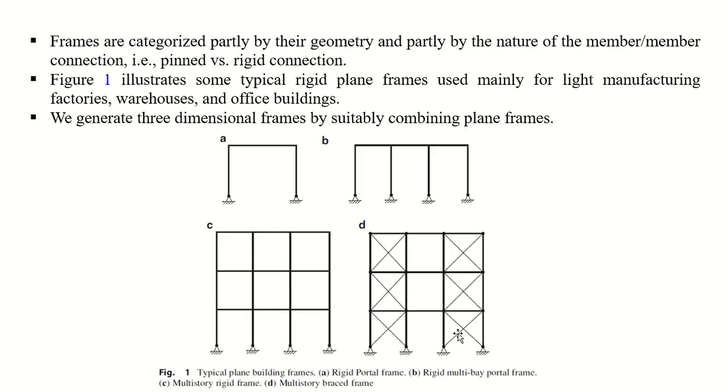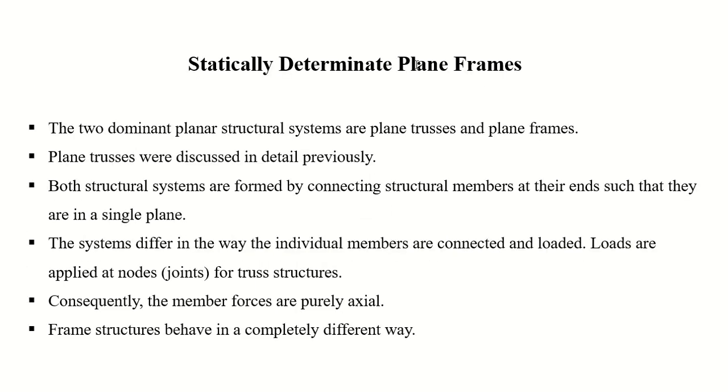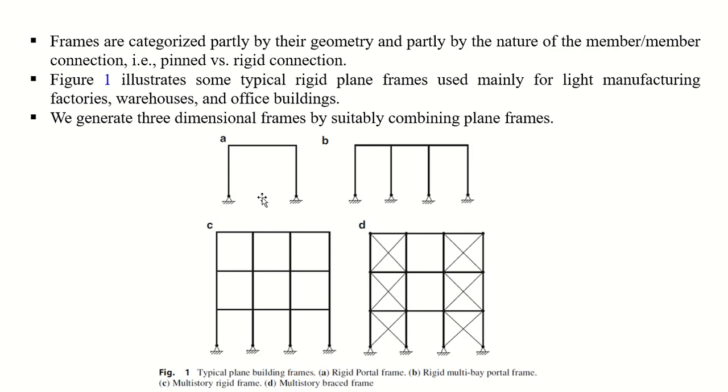Okay. Now frames are categorized partly by their geometry and partly by the nature of the member to member connection. For example, pinned versus rigid connection, right? Figure 1, which is here, illustrates some typical rigid frame planes used mainly for light manufacturing factories, warehouses, and office buildings. We generate three-dimensional frames by suitably combining these plane frames. Okay, so right now we are talking about 2D frames. We are talking about plane frames. Okay, so these plane frames can be combined together to form 3D frames.